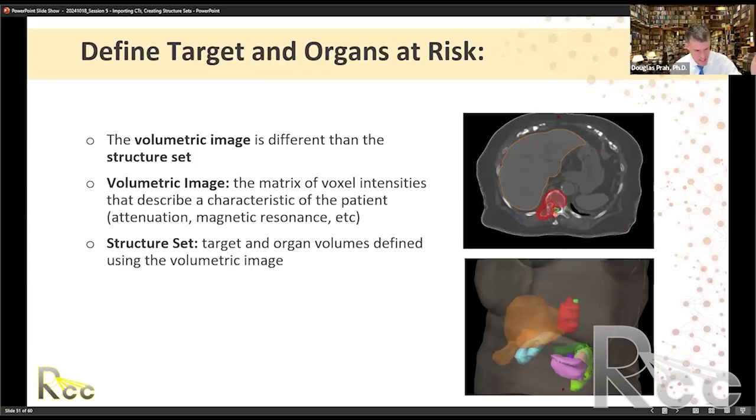But at this point, we've got a CT, and we're going to generate a different structure set. We can technically have multiple structure sets under one CT, depending on how your planning system is set up. Basically, we have this volumetric image set, which is just the matrix of all these intensities that got reconstructed from those CT scans. And then we have the structure set, which is the target and organ volumes defined using this volumetric image. Okay? You can see here, this is a good example. You have the liver contoured here. It's very straightforward, and it's based on an intensity value.